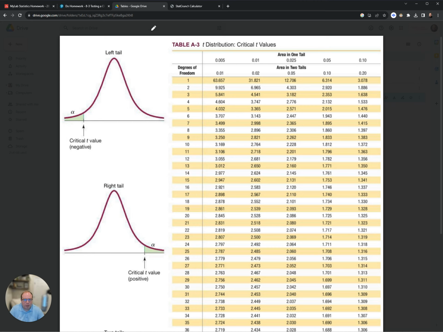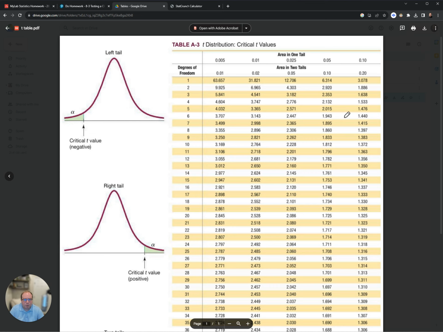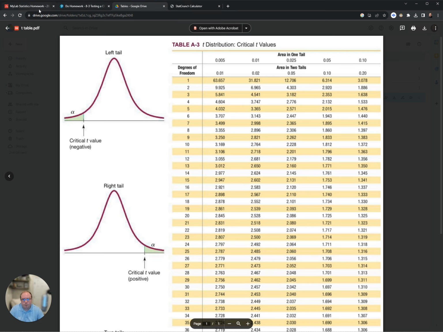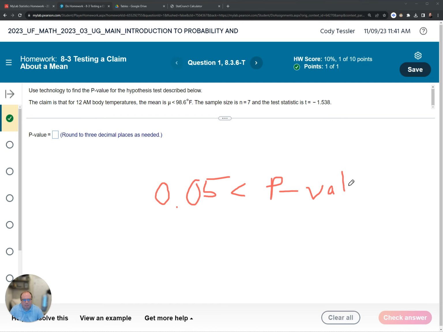All right, so we had, let's check it, negative 1.538. If we were to look at the table, that would fall right in here. So negative 1.5, and area in one tail means that the p-value should be between 0.05 and 0.10. So if we were needing to use the table, we would just say something like 0.05 is less than the p-value, and that is less than 0.10. But we are asked to use technology to find the exact value.